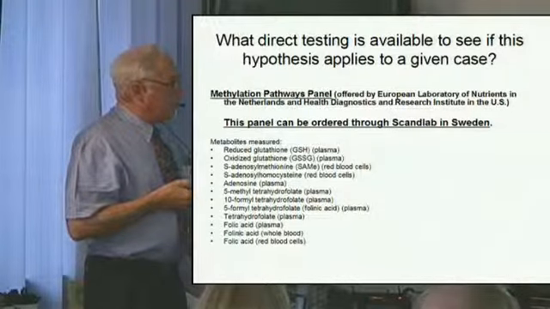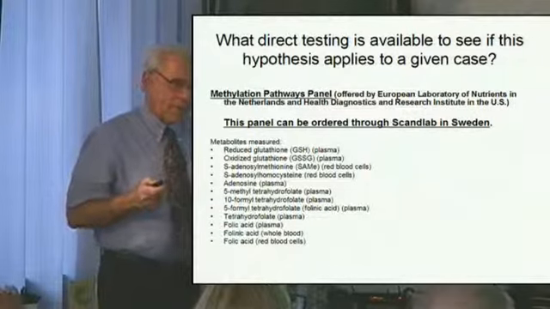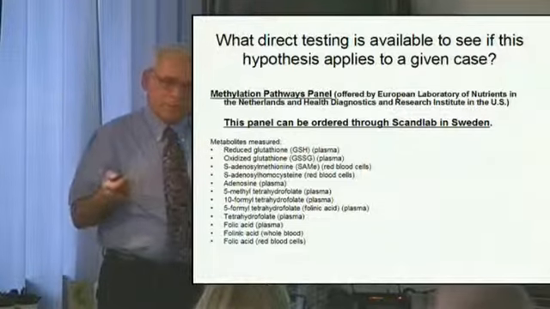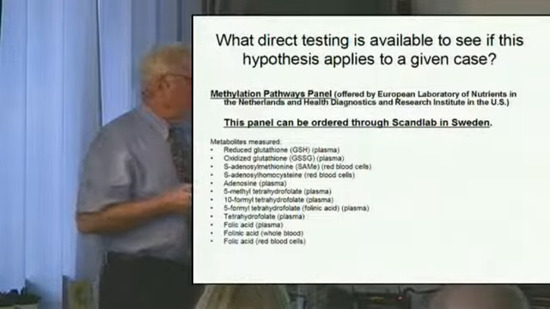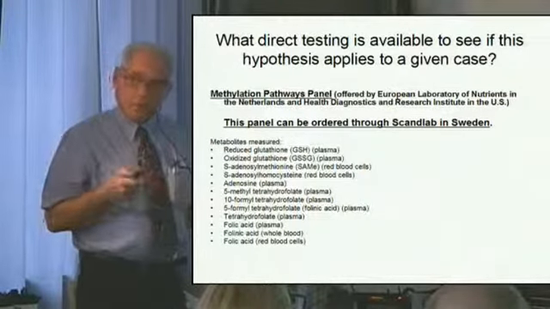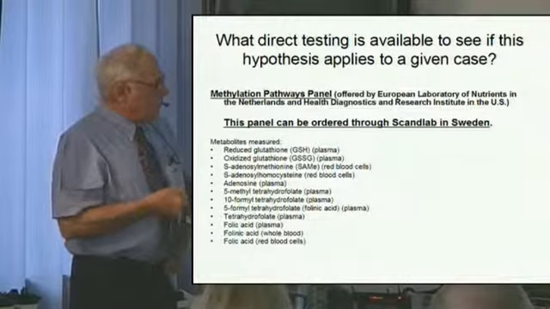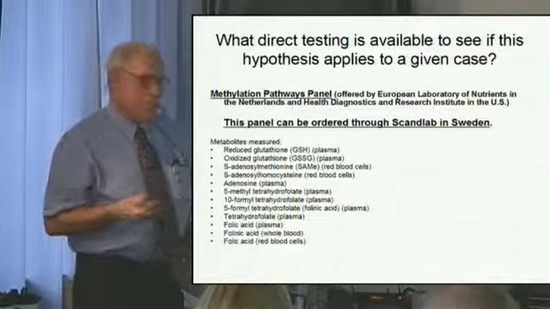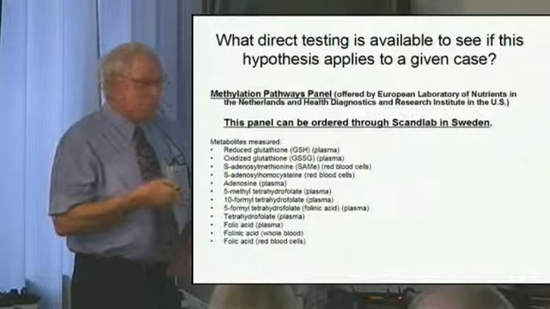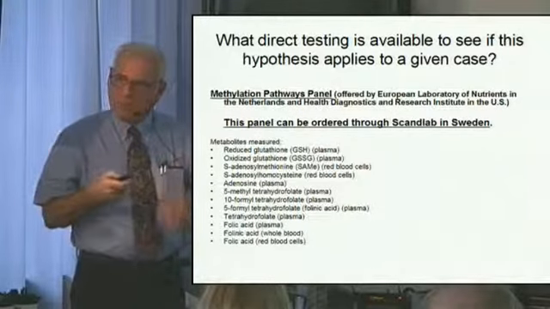But we have found that the plasma measurement is a better one to make than whole blood or red blood cells. There are other labs that offer total glutathione in the red cell. That's the easiest one to do. But it really matters whether it's reduced, which is the active form, or oxidized. So you really want to know that. Anyway, this one is a good diagnostic for whether this model really is involved in a given case. It also gives you baseline data, so that if you do some treatment, you can run this panel again and see whether you've had some improvement.